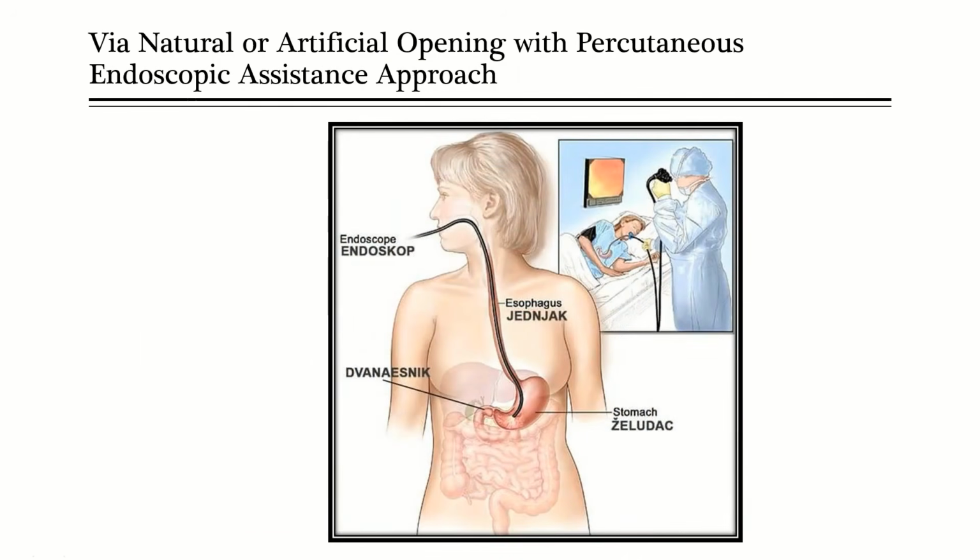And you've got natural or artificial opening with percutaneous endoscopic assistance approach. That means they went through a natural orifice. In this case, this patient's having an EGD. They're going through that orifice and they are using the scope for assistance.